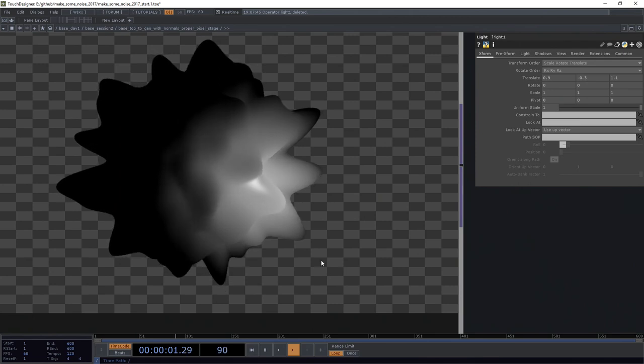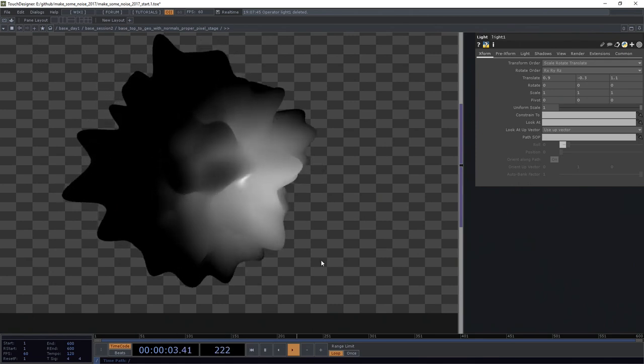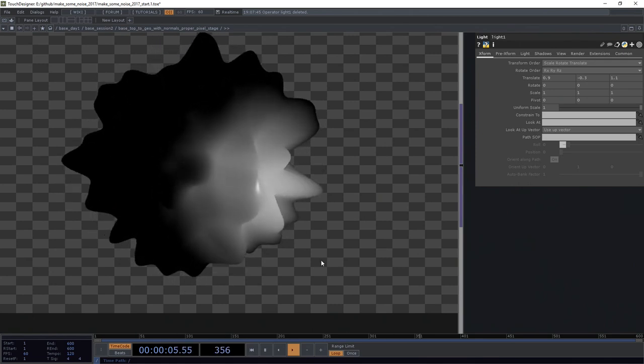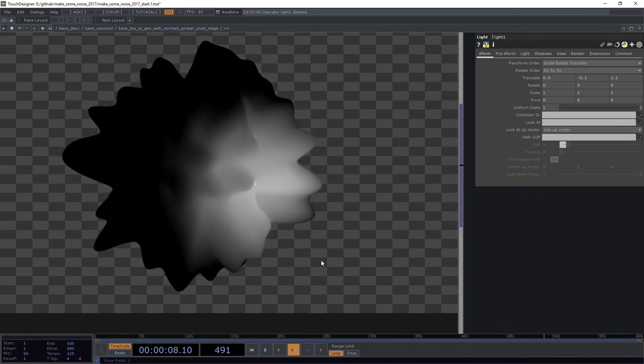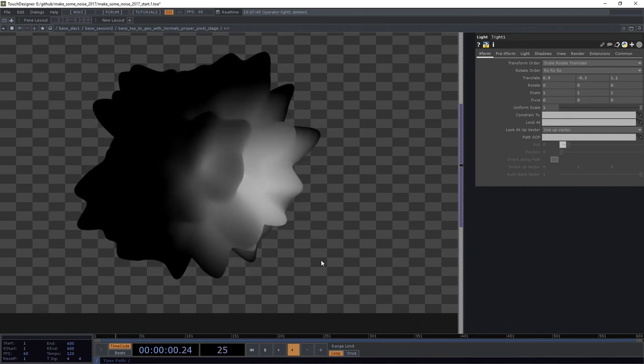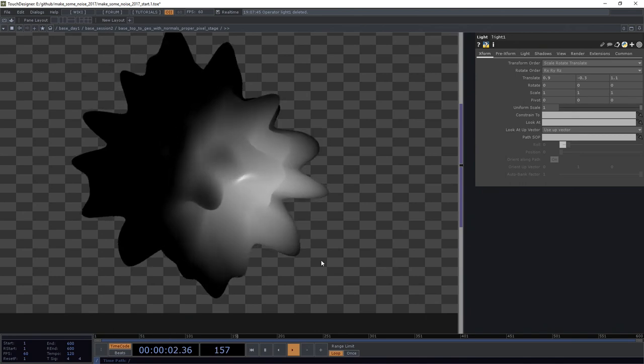So that's one way that we can solve this problem. We'll look at another way we can solve this problem here in just one moment. So hang tight, and we will do some more normal calculation or recalculation.